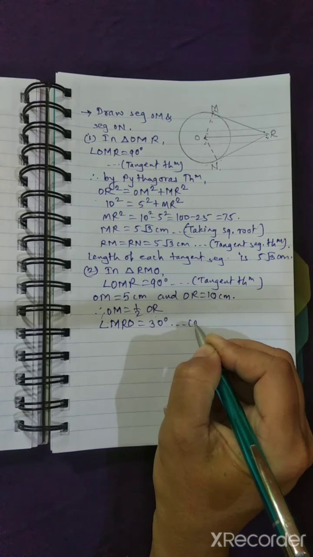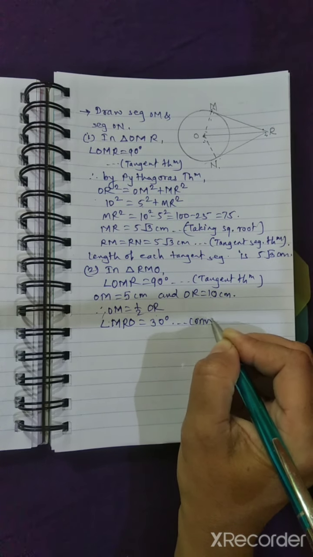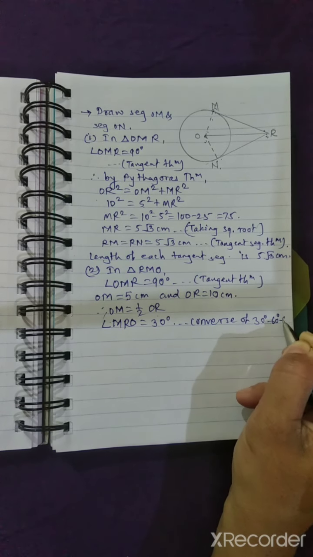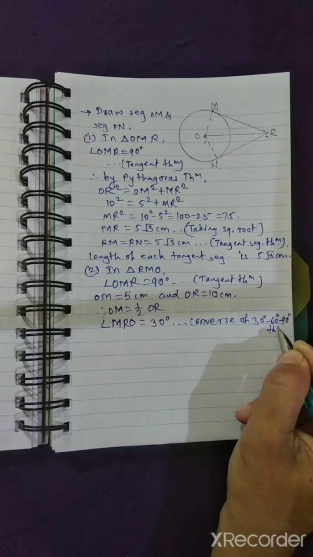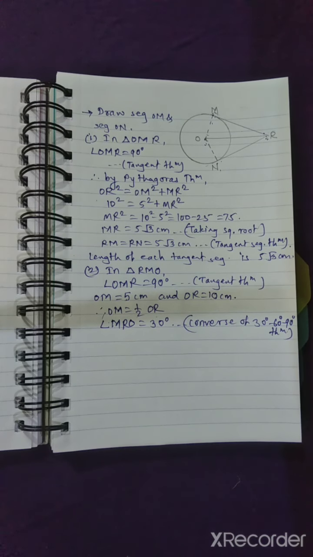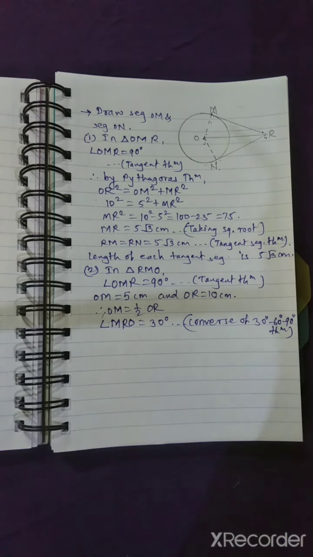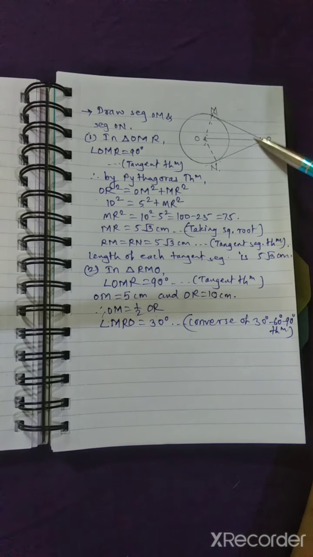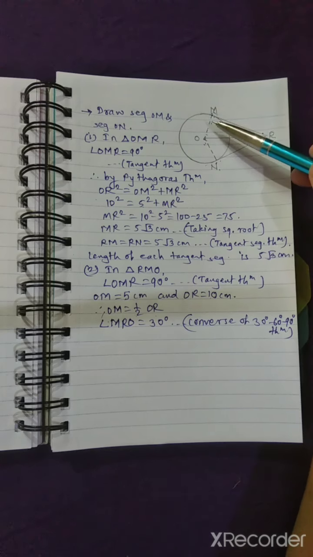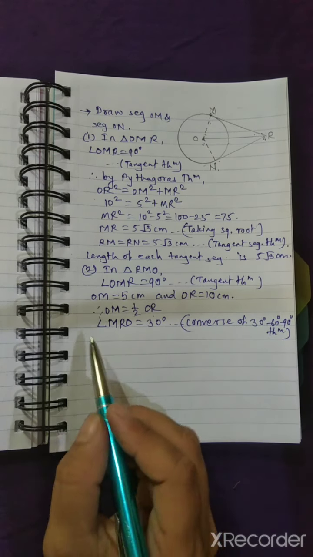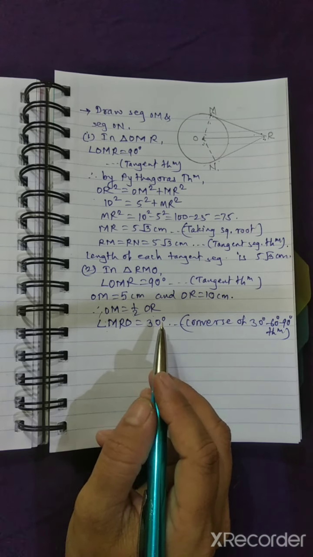By converse of 30, 60, 90 degree theorem. What is the converse of the 30, 60, 90 degree theorem? The side opposite to 30 degree is half of hypotenuse. Means OM is half of OR. So angle MRO is equal to 30 degree.